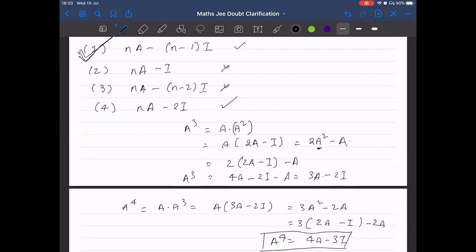So this is how some topics will look in the characteristic equation. A matrix will be given and they will ask you the value of the characteristic equation. Otherwise, they will give the characteristic equation and they may ask A power n, A power n plus n, or A power n minus something, etc.